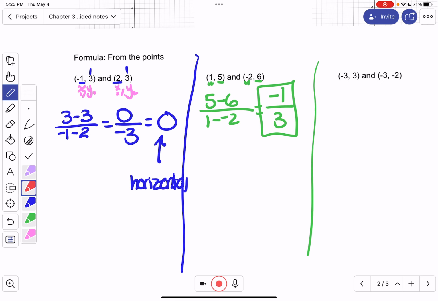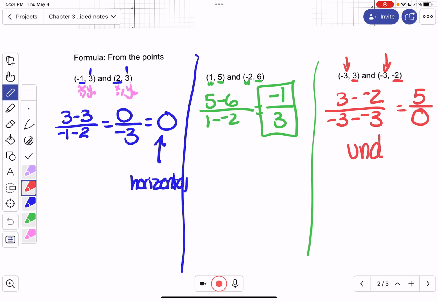And this last one, 3 minus -2. Which minus a negative is a plus, so 3 plus 2 is 5. Then we do the x's, -3 minus -3, which is 0. We can't have 0 on the bottom, so this is undefined. So it's an undefined slope. Sometimes I'll write it like that, a little line through it. And that also means it's a vertical line.